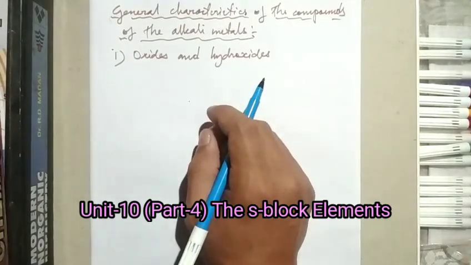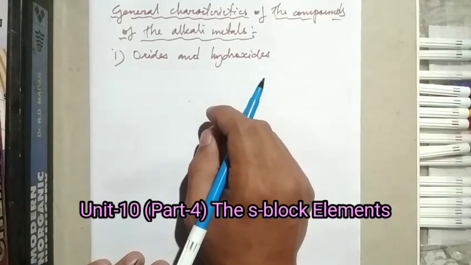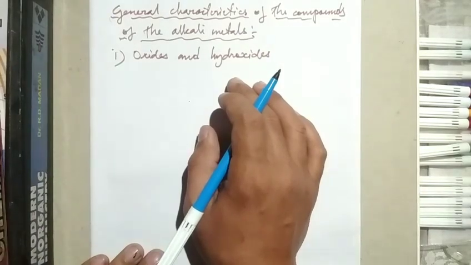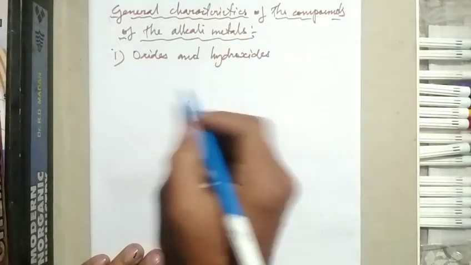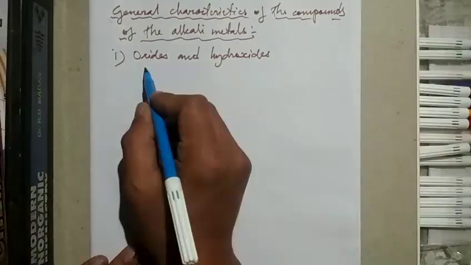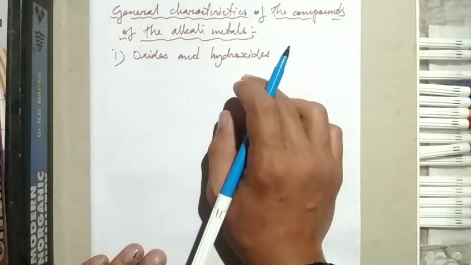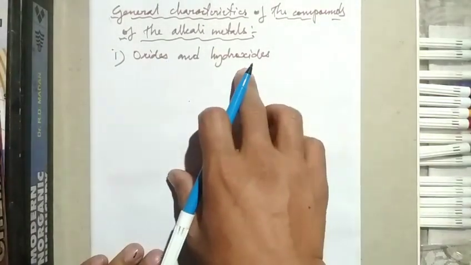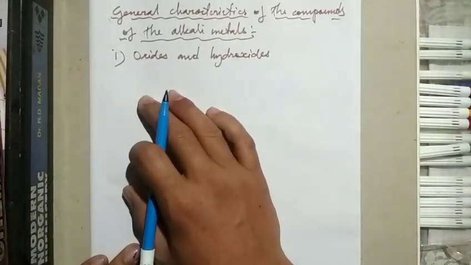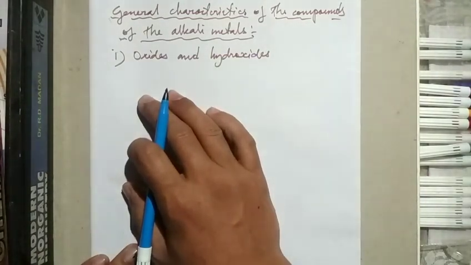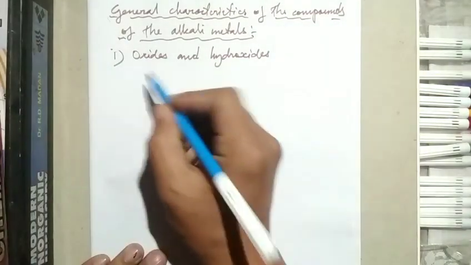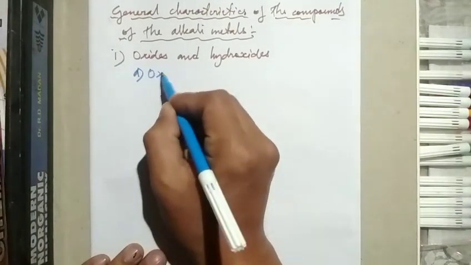Today we are going to discuss the general characteristics of the compounds of the alkali metals. We are going to discuss oxides, hydroxides, halides, and salts of oxo-acids. So the first point will be oxides and hydroxides. Let's discuss oxides first.